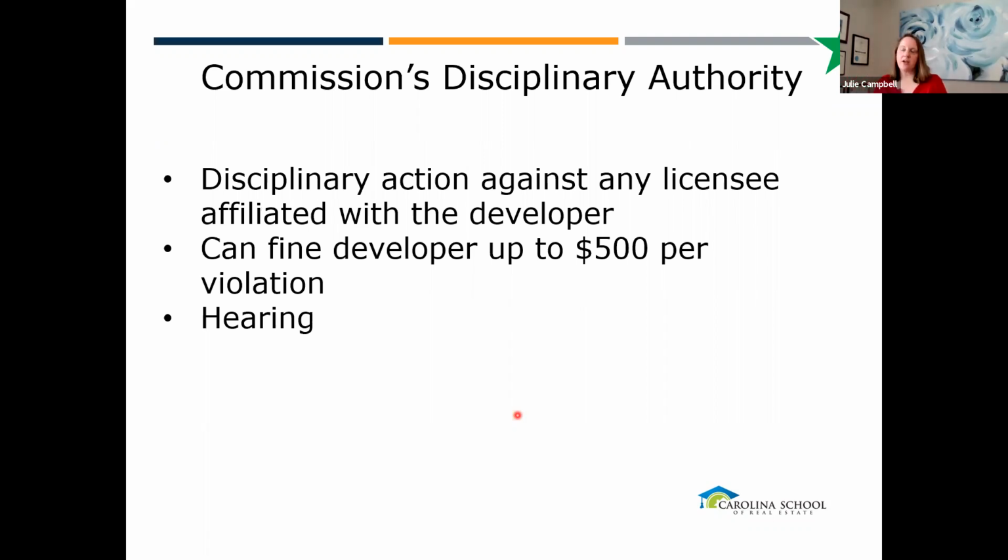We said this is the only time the commission will get involved with matters of money, in which case they can fine the developer up to $500. And if the commission determines that the developer needs to be investigated for disciplinary action, they can call a hearing. That can be a hearing on their own, or it could be a court order, a court hearing.